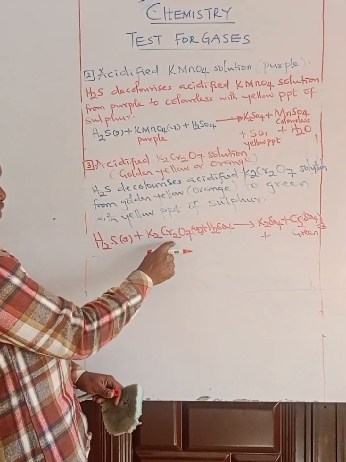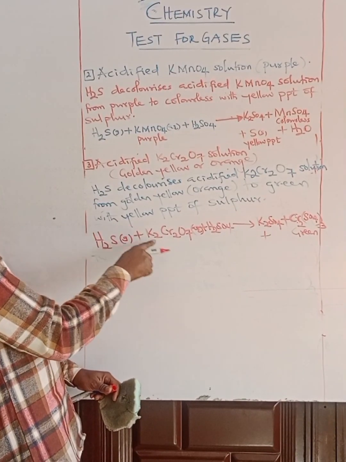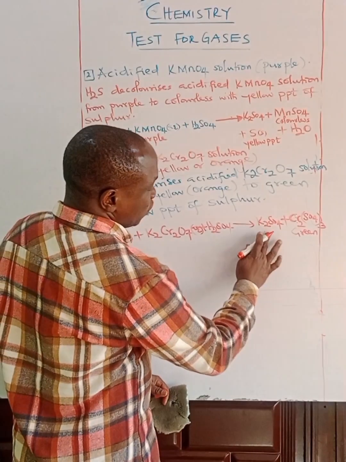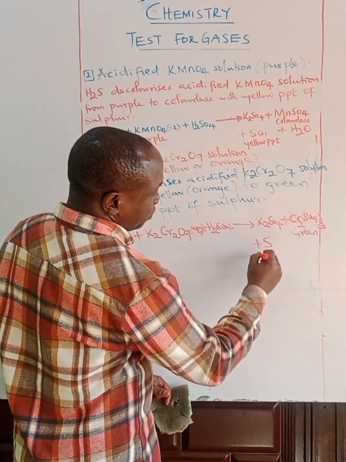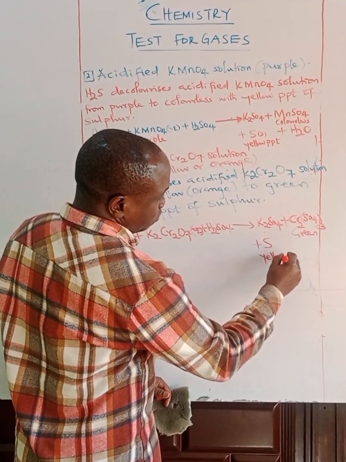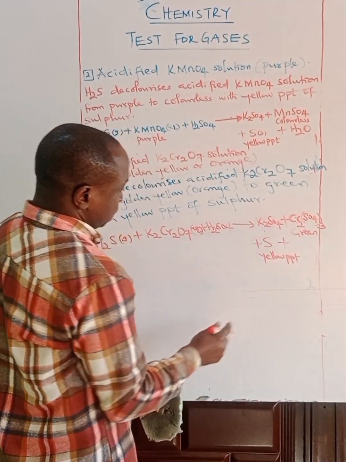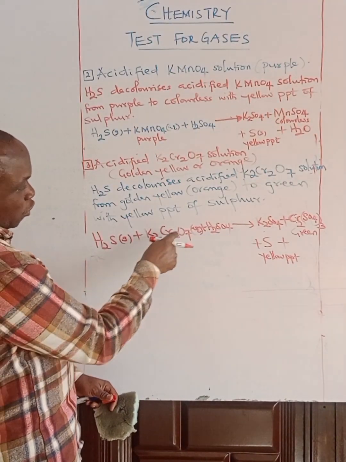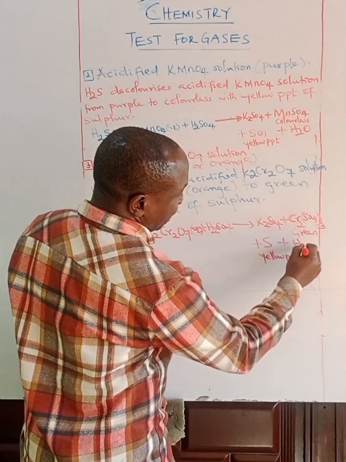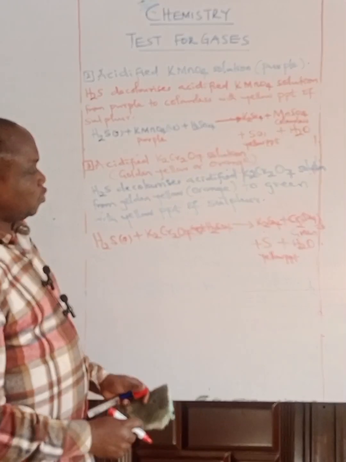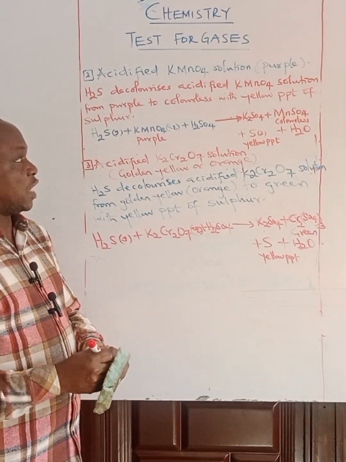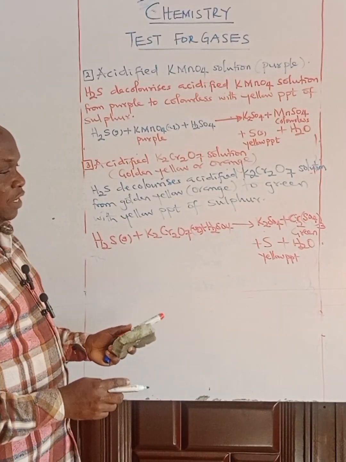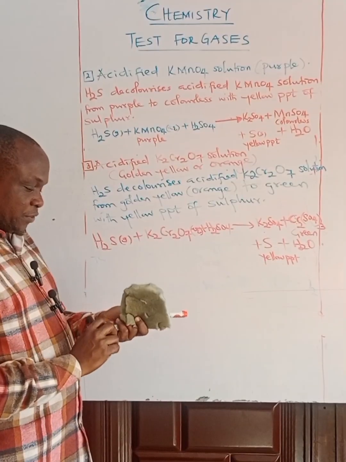It is a powerful oxidizing agent, while hydrogen sulfide is a reducing agent. What is oxidation? Removal of hydrogen. So it will remove hydrogen, leaving sulfur, which is a yellow precipitate. The hydrogen removed combines with oxygen to form water. This is the equation of reaction. These are the different tests for hydrogen sulfide.